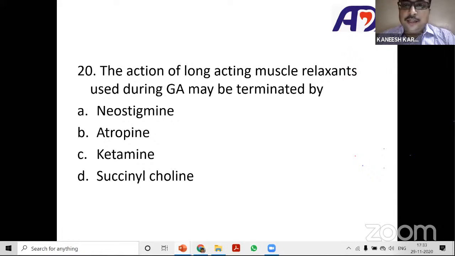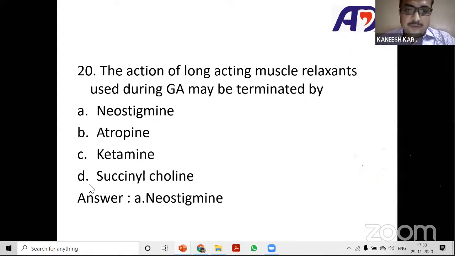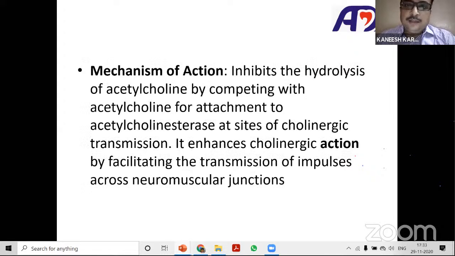The action of long-acting muscle relaxants using general anesthesia may be terminated by... This is called a reversal agent in general anesthesia. Yeah, neostigmine. Okay, that is the reversal agent. Ketamine is a dissociative anesthetic agent, succinylcholine is a muscle relaxant, and atropine is a pre-anesthetic medication. Okay, neostigmine inhibits the hydrolysis of acetylcholine by competing with the acetylcholine for attachment to acetylcholinesterase at sites of cholinergic transmission.